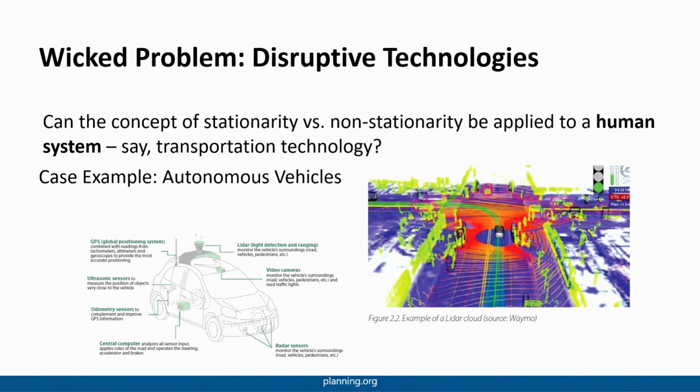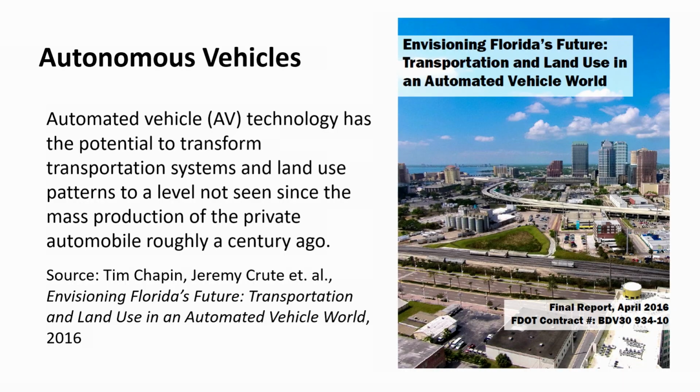So yeah, why not? Let's take a look at autonomous vehicles and see how this idea of stationary versus non-stationary applies. So there was an excellent study that came out now several years ago, which is ancient history in the world of AVs, but I still like to quote from it. It's a study by a Florida State University team led by Tim Chapin for the Florida Department of Transportation. And what they say, as you can see here, is that automated vehicles have the potential to transform transportation systems and land use patterns to a level not seen since the mass production of the private automobile roughly a century ago. Now that's quite an assertion.